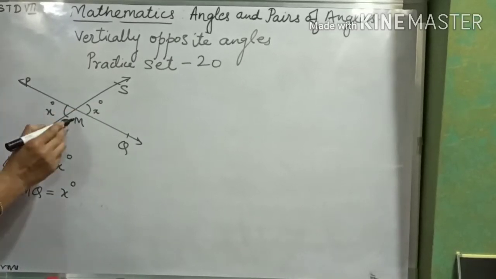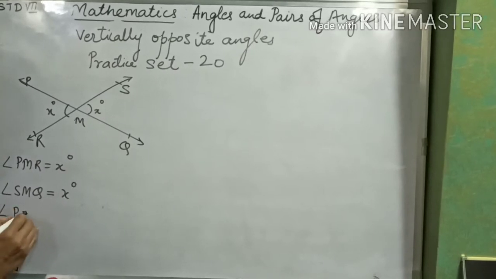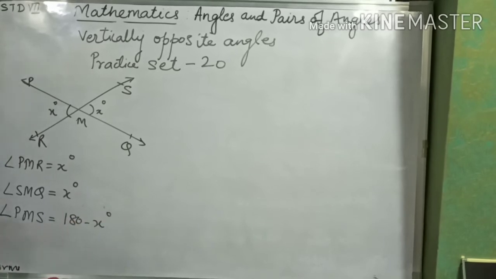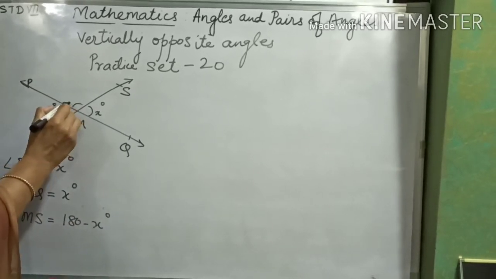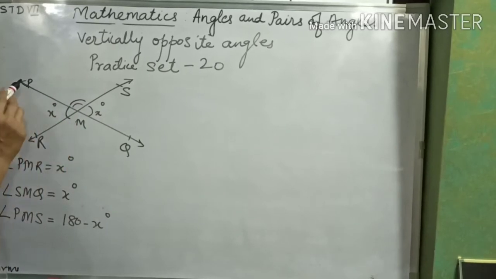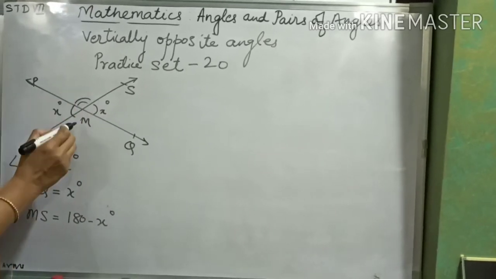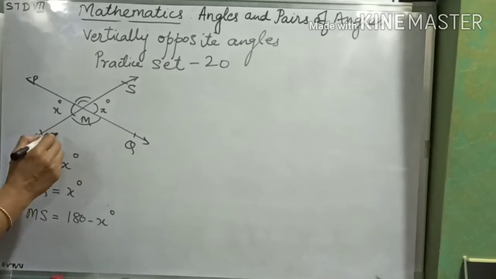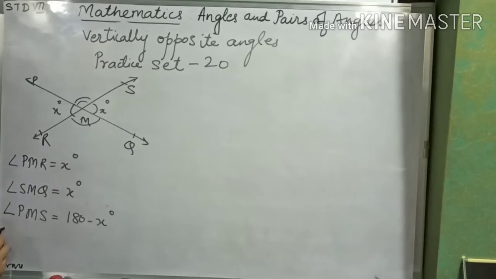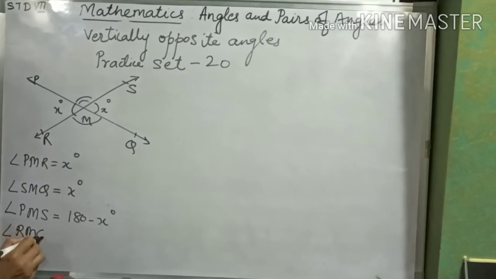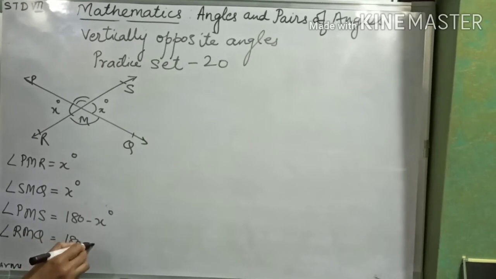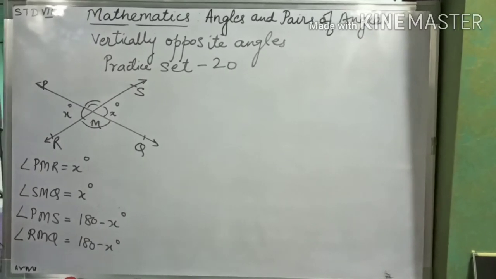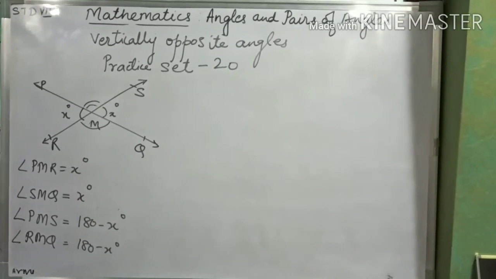Now angle PMS will be 180 minus x degrees, angles in linear pair. Now if angle PMS is 180 minus x degrees, the opposite angle will also be 180 minus x degrees, RMQ. So angle RMQ will be 180 minus x degrees, vertically opposite angles. So you have to solve these sums in your classwork copy.